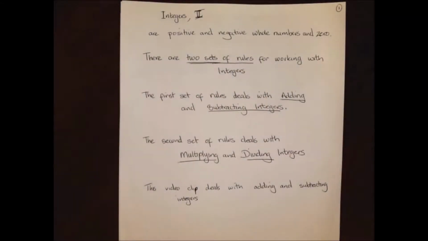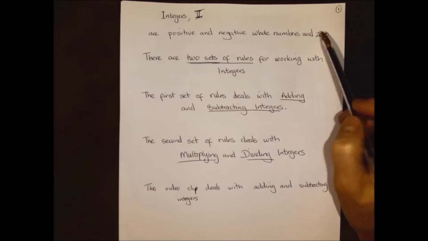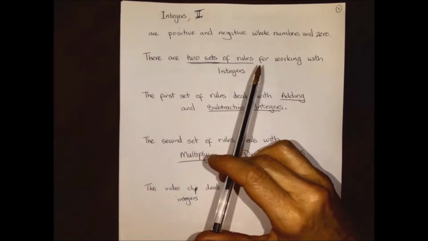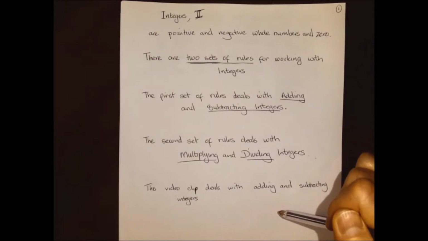Hi. This video is about working with integers. Integers are positive and negative whole numbers and zero. There are two sets of rules for working with integers. The first set of rules deals with adding and subtracting integers. The second set of rules deals with multiplying and dividing integers. In this video clip, we'll deal with adding and subtracting integers.